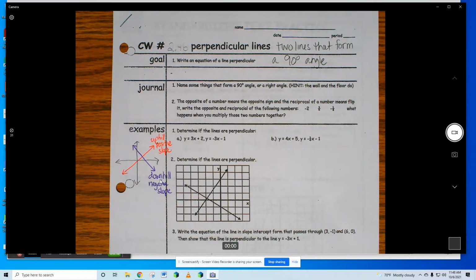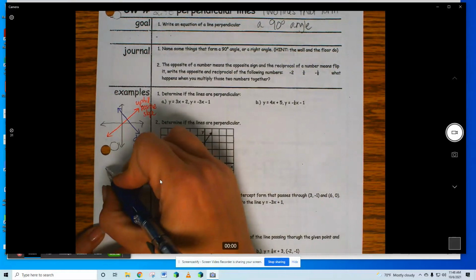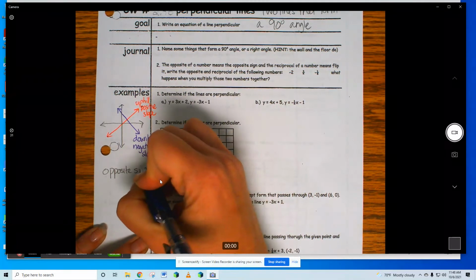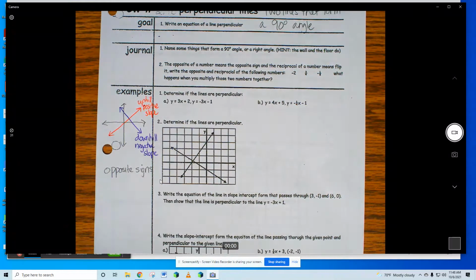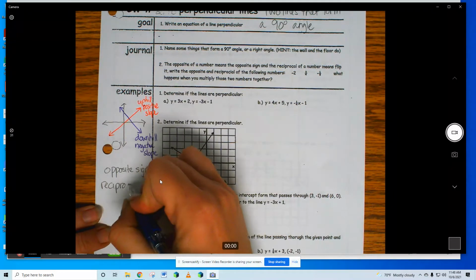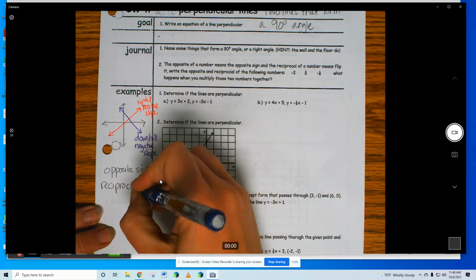So the red line, we know because it's going uphill, that means it has a positive slope. The purple line, because it's going downhill, we know that it has a negative slope. So already, just based on this drawing, I know that perpendicular lines have opposite signs. One of them is going to be negative, one of them is going to be positive. The other thing that characterizes perpendicular lines is that their slopes are reciprocals. And we may need to talk about what that means.